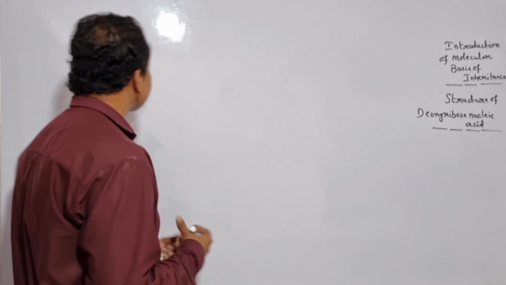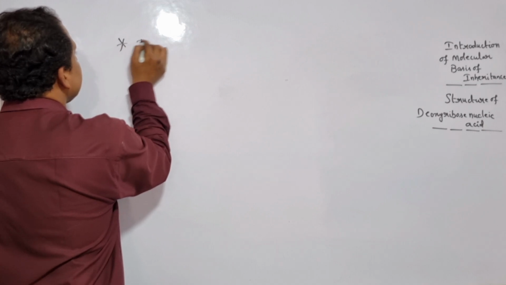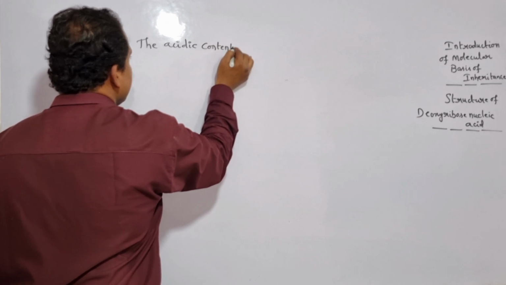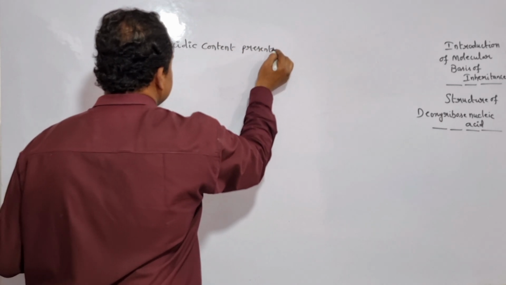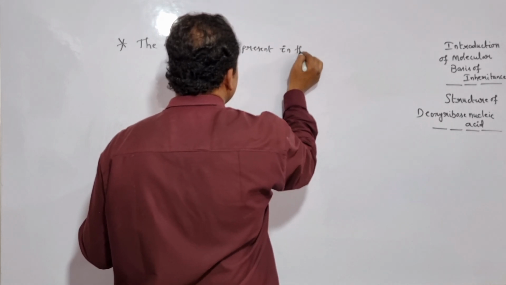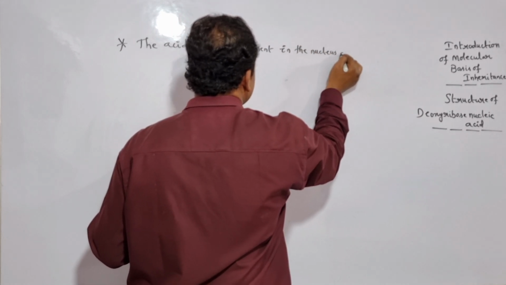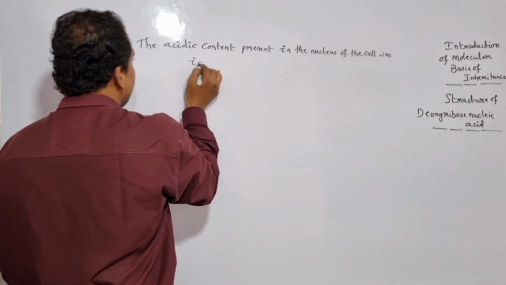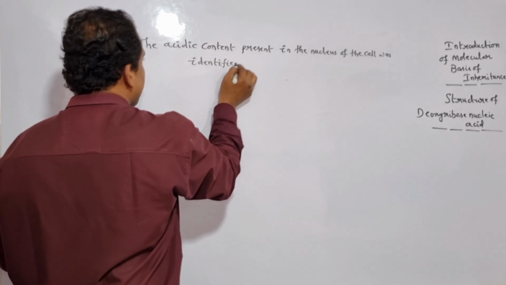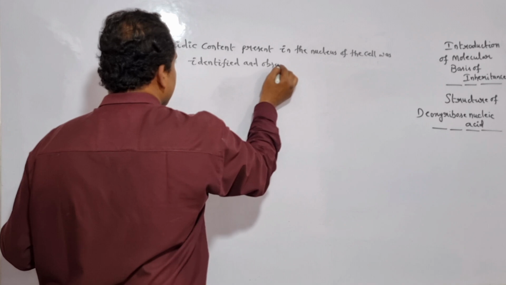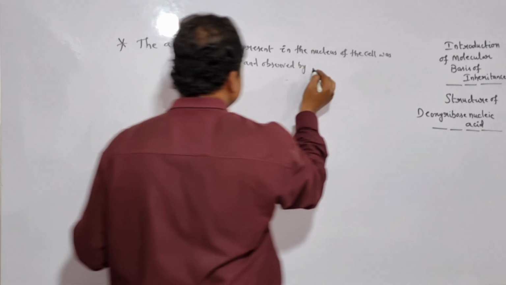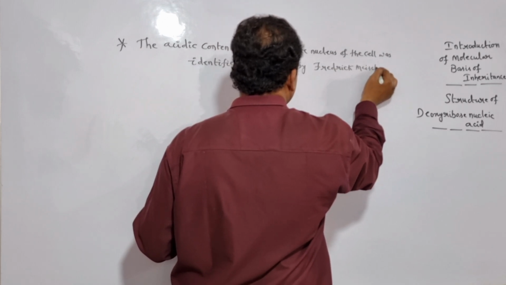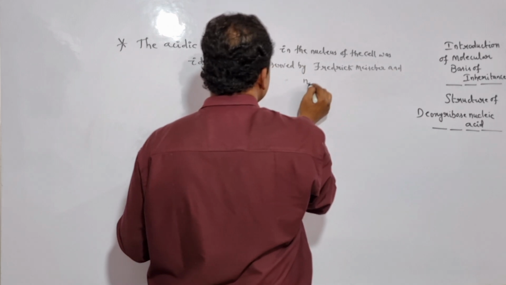So just let me write it here. The acidic content present in the nucleus of the cell was identified and observed by Friedrich Miescher and named it as nuclein.